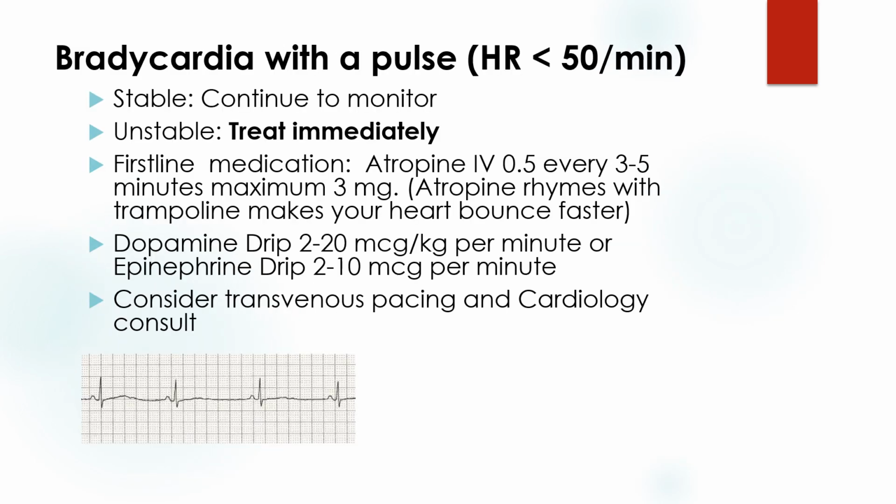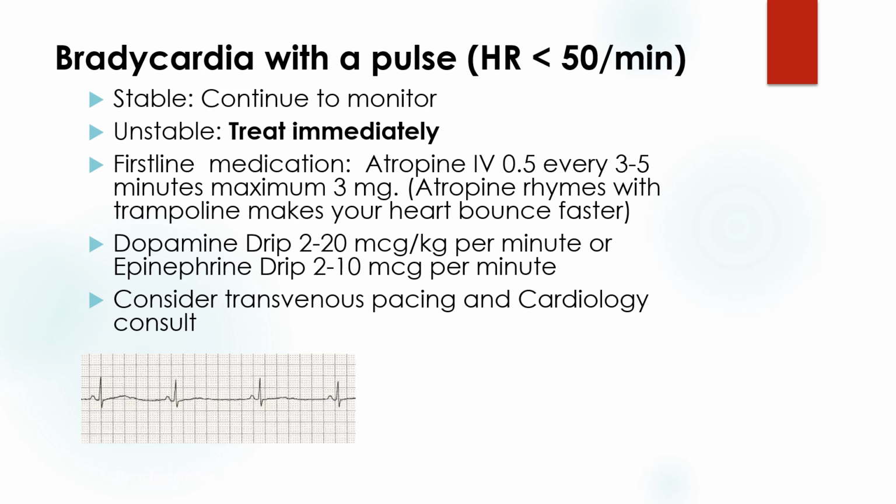So bradycardia with a pulse, heart rate is less than 50. If they're stable, we'll continue to monitor. We'll let the doctors know, of course. If they're unstable, we'll treat immediately. So the first line medication is atropine. It's 0.5 milligrams every 3 to 5 minutes with a maximum of 3. So a good way to remember atropine is it rhymes with trampoline, and it makes your heart bounce faster. So you can also use dopamine drips or epinephrine drips.